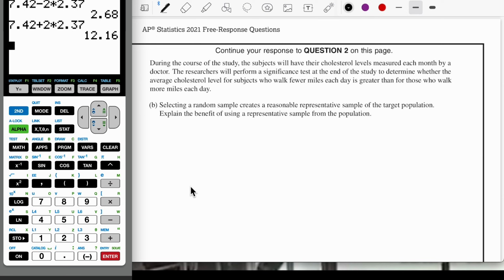It seems like the kind of thing where the benefit is that it's going to be better. Don't you already know that? If you have a choice between a representative sample and something that's not going to be representative, why would you choose something that's not representative necessarily? But this is basically a vocabulary question. It's asking you to define what a representative sample means. Representative samples embody the characteristics of the population.